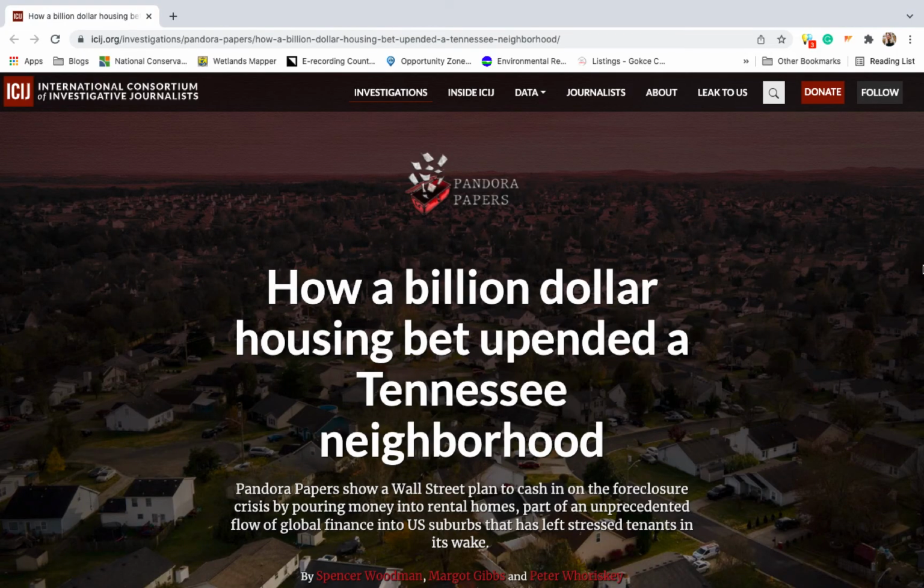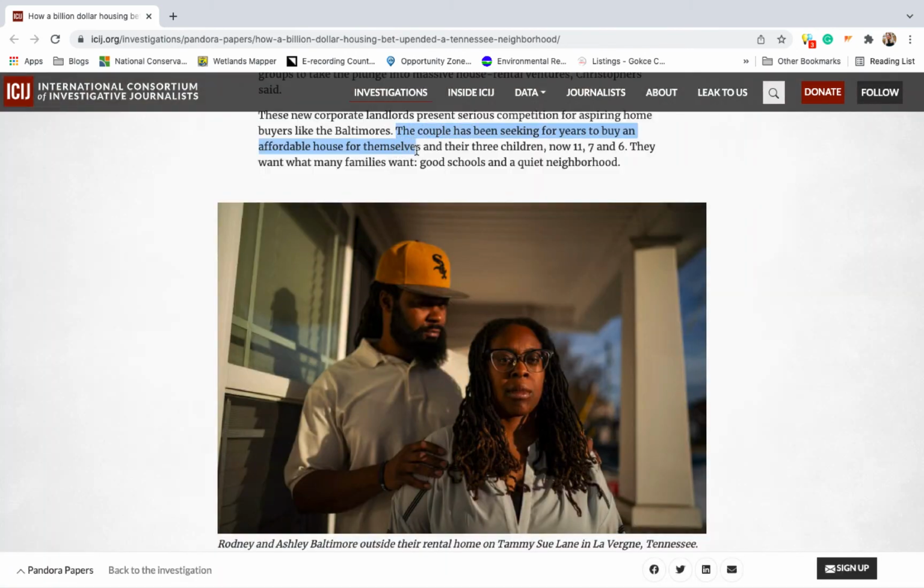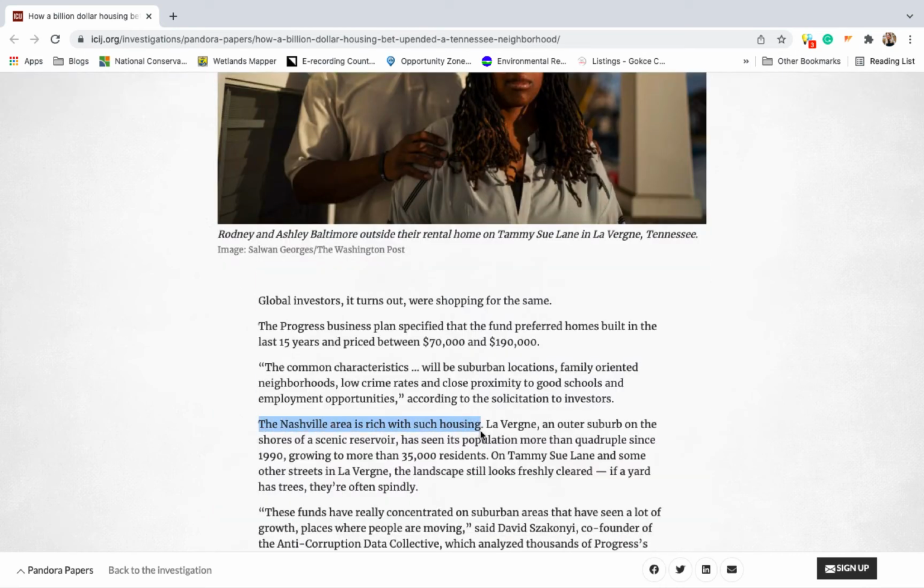But now that we've learned the basics about the internal rate of return, let's return to the Baltimores. The couple has been on the market for a number of years. They want what we all do: a single-family home in a quiet neighborhood with low crime and good schools. And this is precisely what the Nashville area promised to offer.